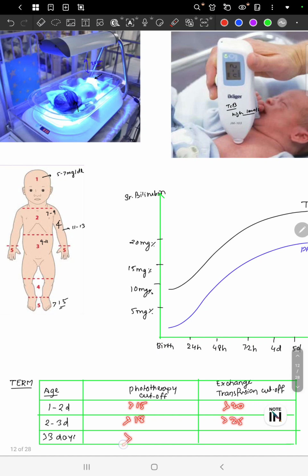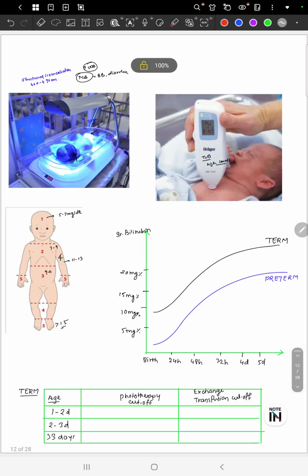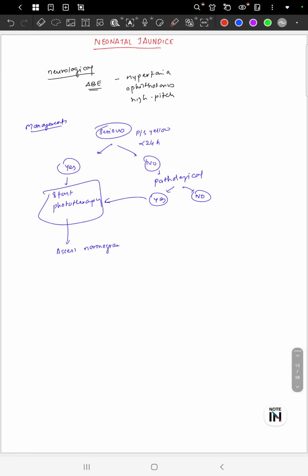Then at more than 3 days, more than 72 hours, the phototherapy cutoff is more than 20 milligram per dl, and the exchange transfusion cutoff still remains more than 25 milligram percent. So this is how we calculate the phototherapy and exchange transfusion cutoffs in case of term neonates. Now what about the preterm neonates?